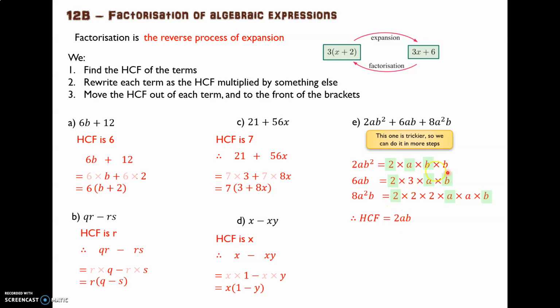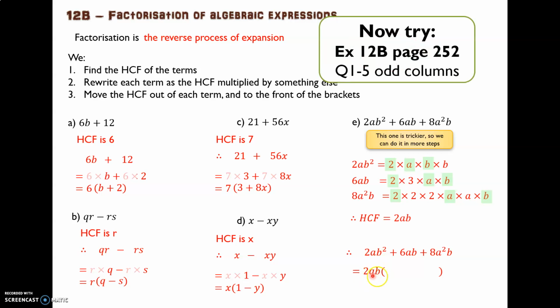So I need to write, well, at the front, I've got 2ab, bracket. I could go through and try to do the same thing I did here and split it up, but I've already done that. I can already see what is the same about this one. The same is 2ab, and what is different? The different part is b.